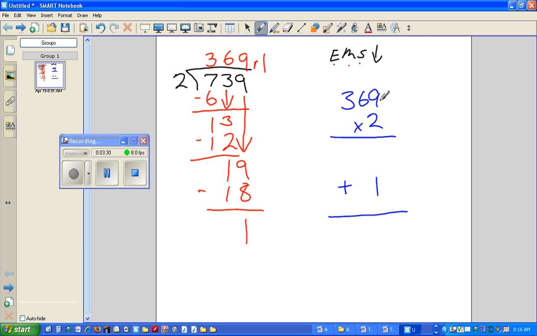Okay, so Michael, 2 times 9 is? 18. Put down the 8, carry the 1. Ben, 2 times 6 is? 2 times 6 is 12. Plus the 1 is 13. Thank you, Ben. Put down the 3, carry the 1. Hannah, 2 times 3 is? 6. Plus 1 is 7.